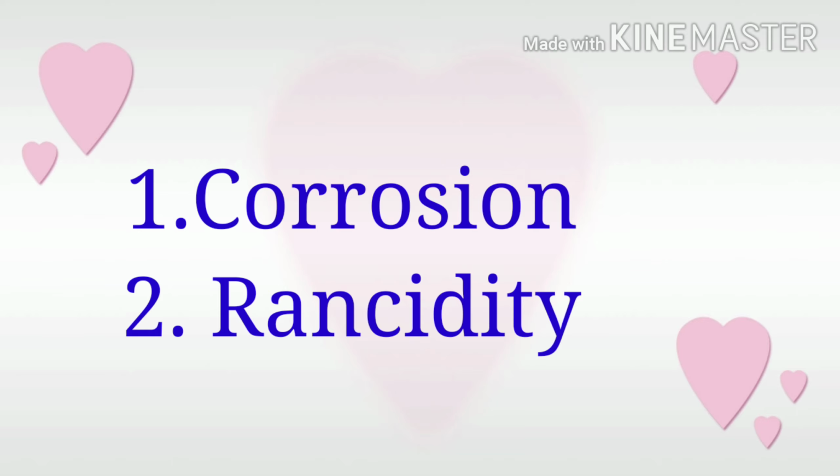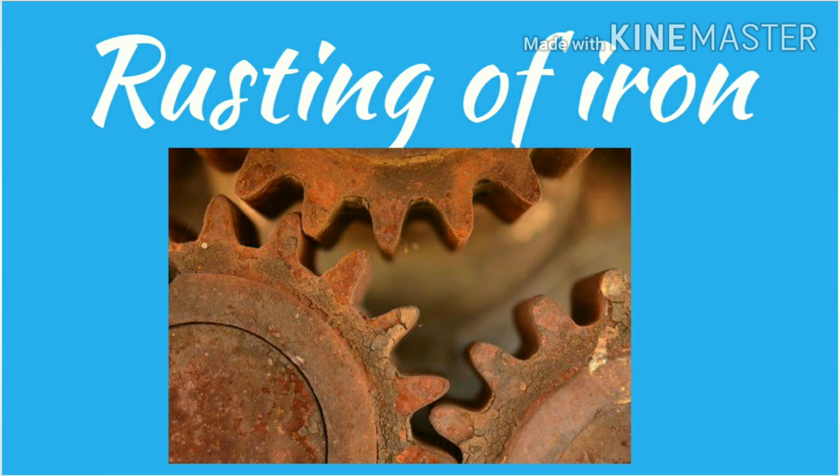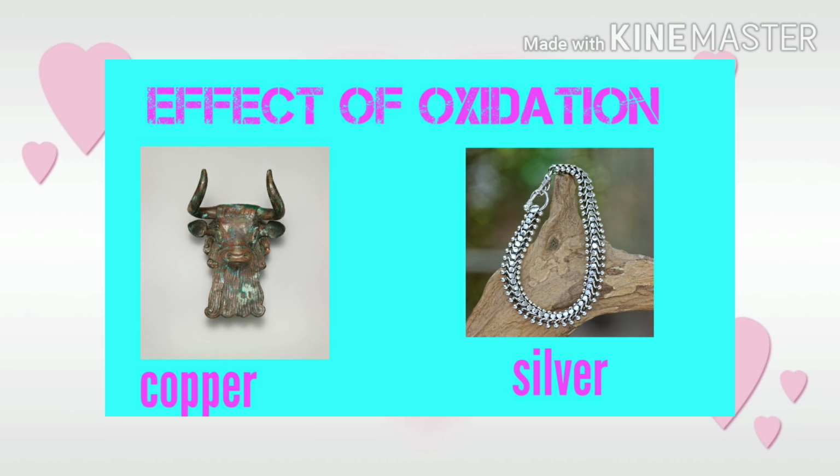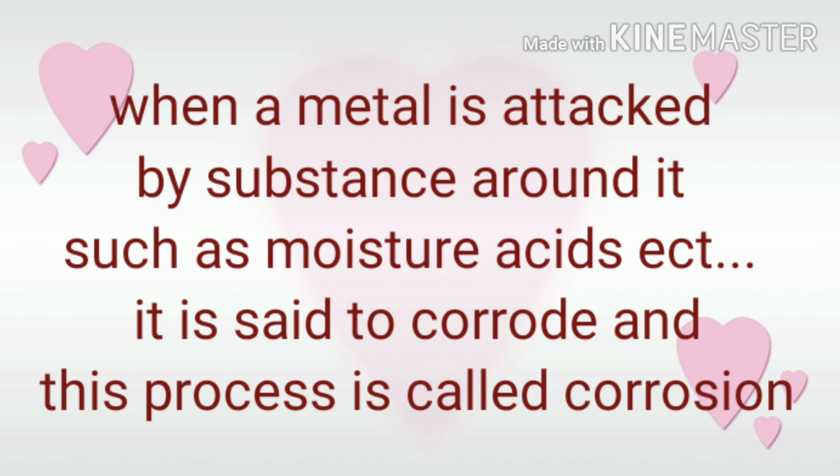First, corrosion. As you know, the rusting of iron from my previous video. In the same way, some other metals also get tarnished in this manner. You might have observed the green patches on copper and the black coating on silver metals, which are also best examples of corrosion. Then it's the moment to know what is corrosion. When a metal is attacked by substances around it, such as moisture, acids, etc., it is said to corrode and the process is called corrosion.